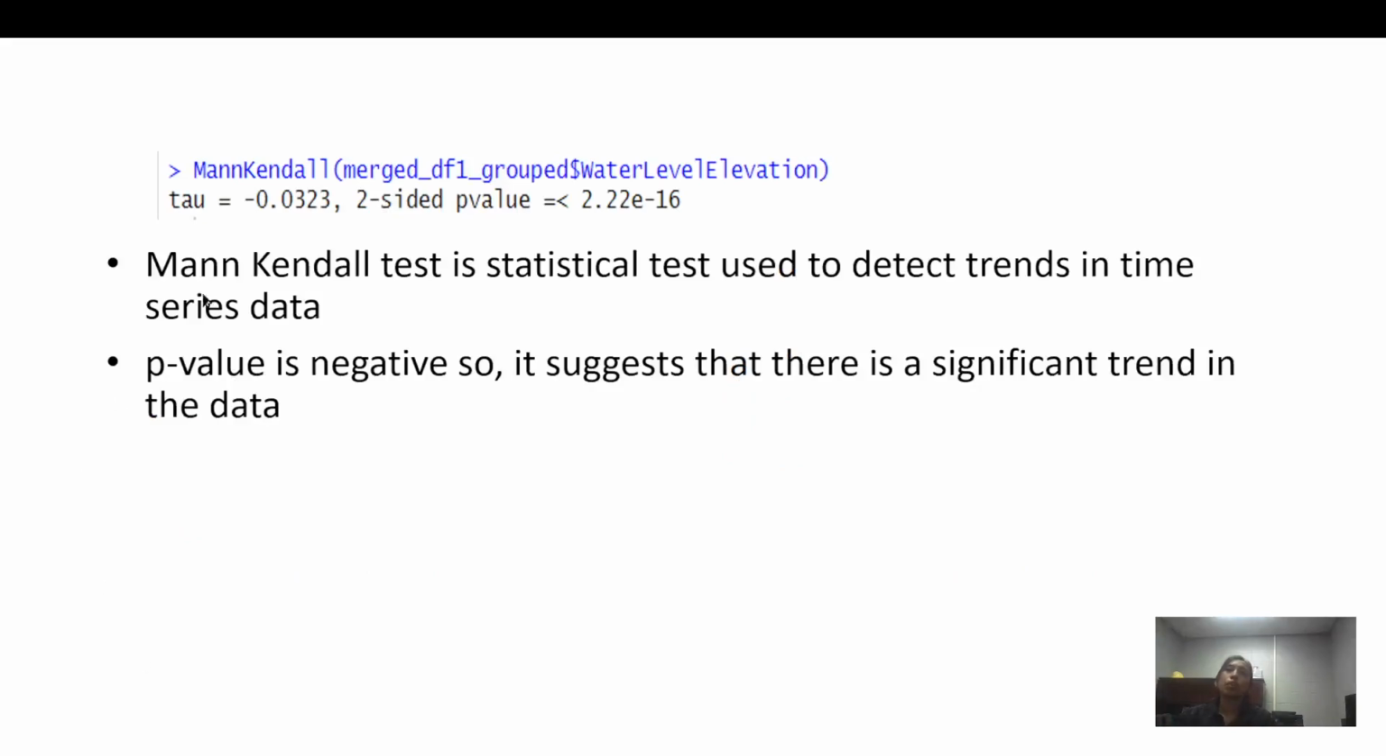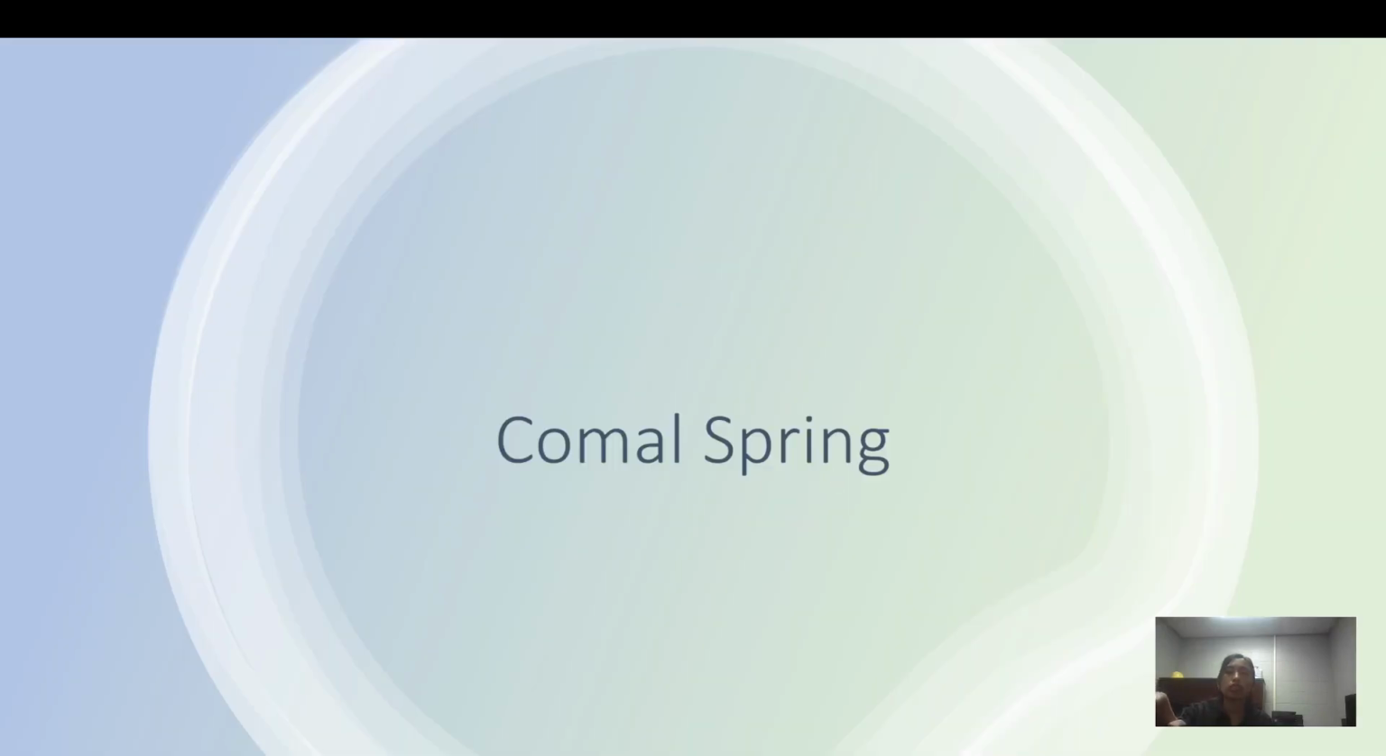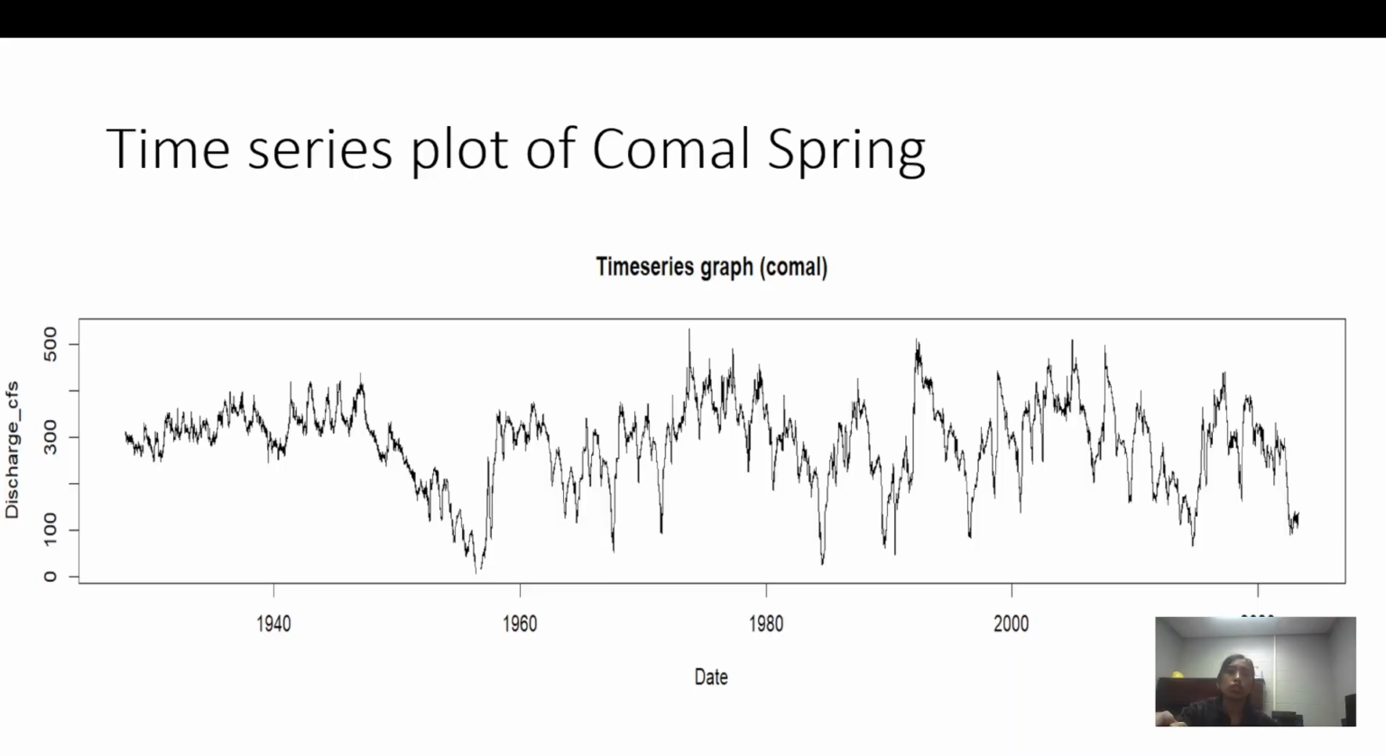Next is the Mann-Kendall test, which is a statistical test used to detect a trend in time series data. If the p-value is small, that suggests that there is a significant trend in the data. Here we can see that the p-value is small, so there is a significant trend in the data. A similar time series analysis is conducted for Comal also.